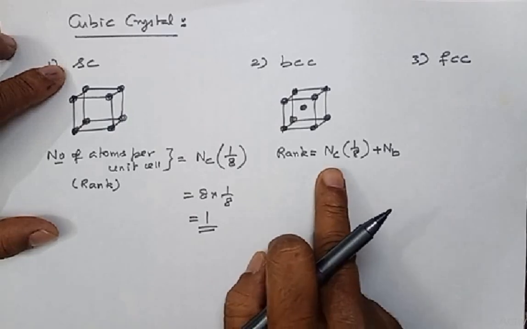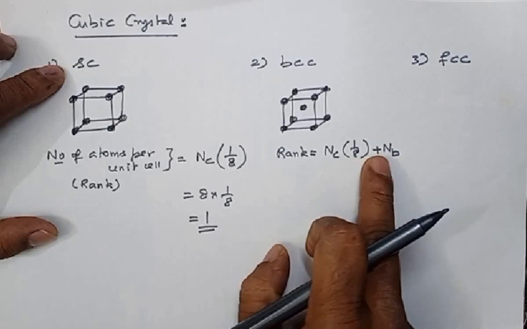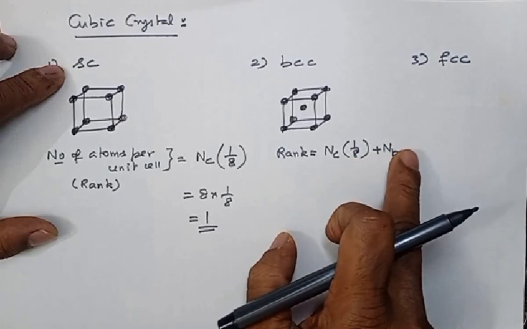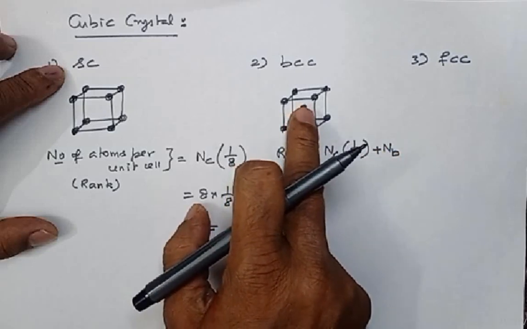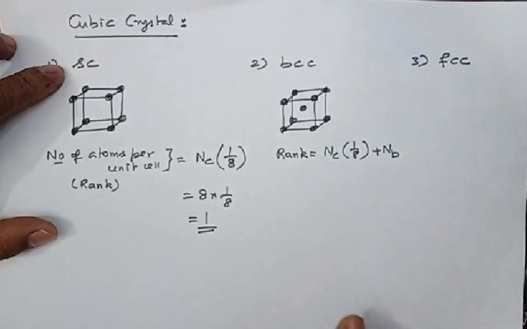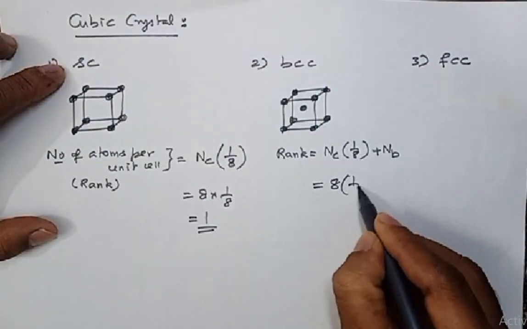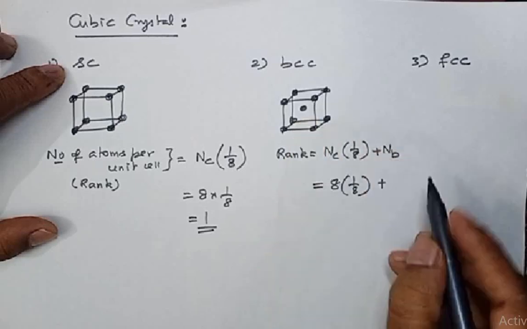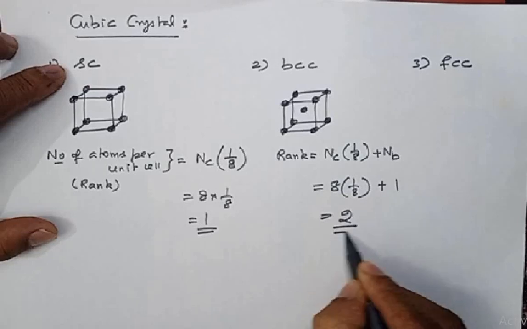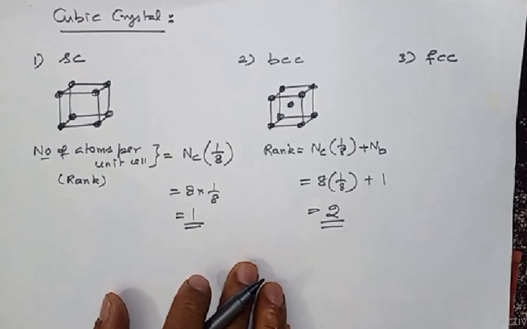So for corner atoms, we multiply the number of corner atoms by 1 by 8. For the body center, you need not multiply with any value because the body center atom is not shared by other unit cells. So here we have 8 corners, 8 into 1 by 8, and one body center, so plus 1. 1 plus 1 gives the answer 2. So the rank of body-centered cubic unit cell is 2.